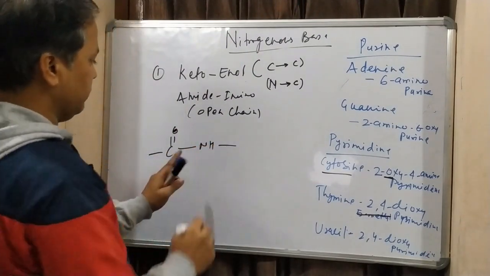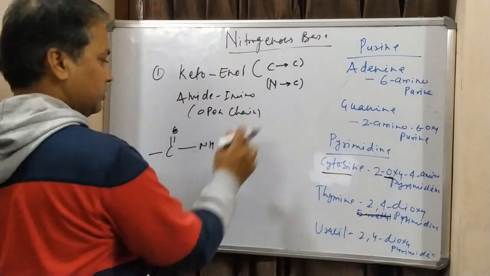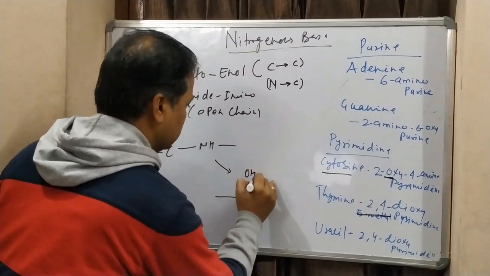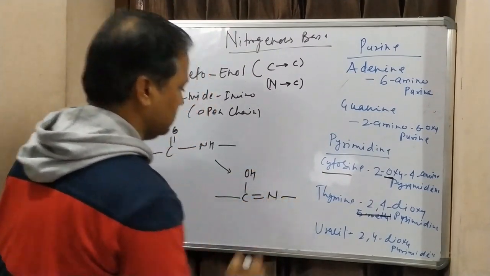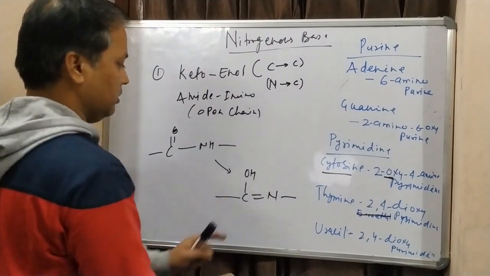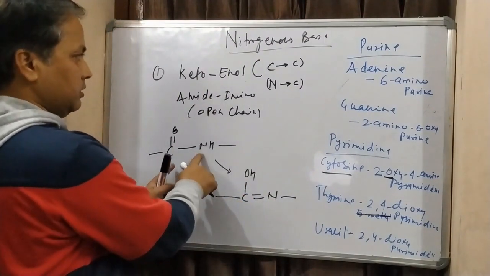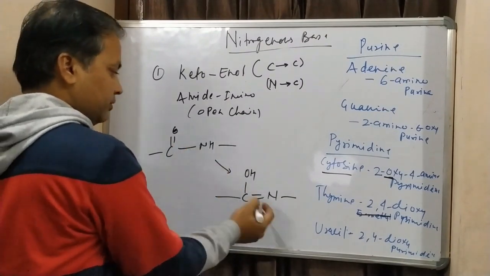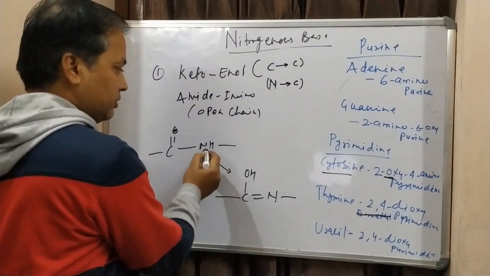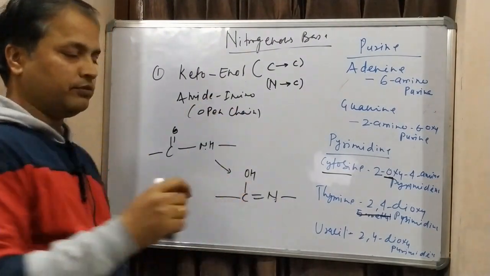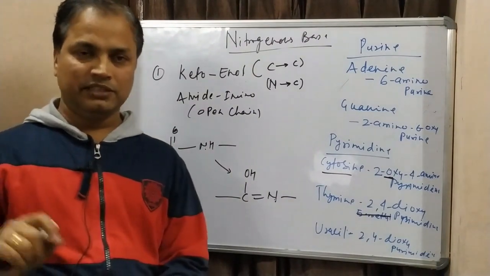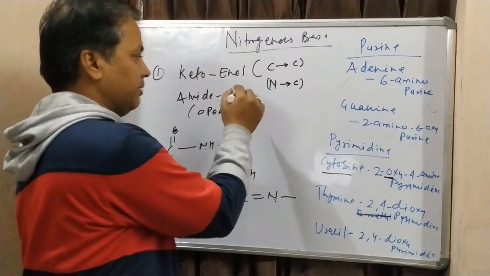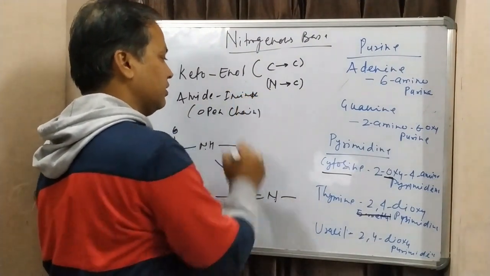This is where nitrogen is having hydrogen. This can exist in the form of OH, similar to enol, keto forms. So the difference is that here the hydrogen is transferred from nitrogen, while in case of enol the hydrogen is transferring from the carbon. So that is the difference. In open chain, we call it amide and iminic forms. Iminic, you can call it better.